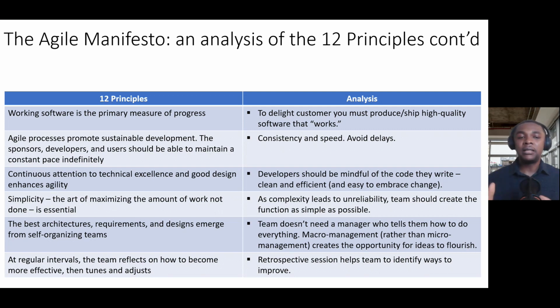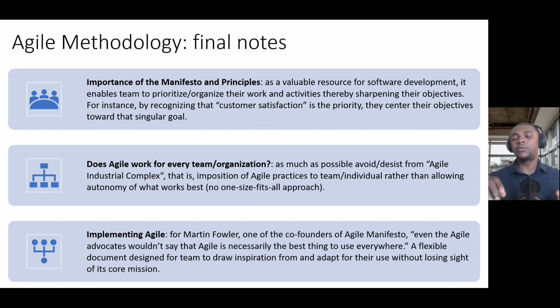The final, but not the least, is that at regular intervals, the team reflects on how to become more efficient, then tunes and adjusts. Retrospective, reflection: there is a need for it at the end of every iteration, every sprint, every project. The developer should be able to reflect, for continuous improvement, on what they need to do more or what they should do less.